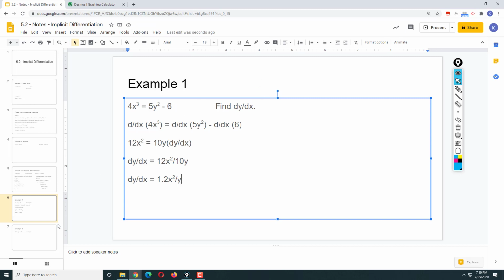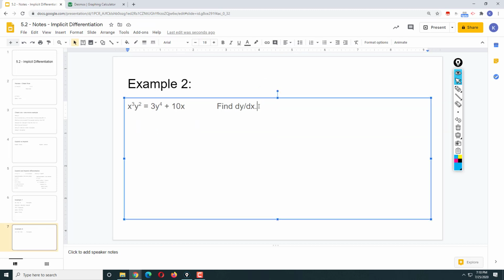Let's look at one more example. This one's a little bit more complicated. Example 2. x cubed y squared equals 3y to the 4th power plus 10x. And we want to find dy over dx. Okay, again, we take the derivative of each term with respect to x. So each term, d over dx of x cubed y squared equals d over dx of 3y to the 4th power plus d over dx of 10x.